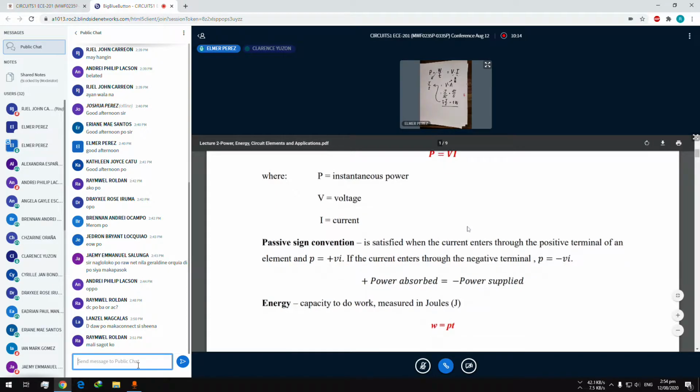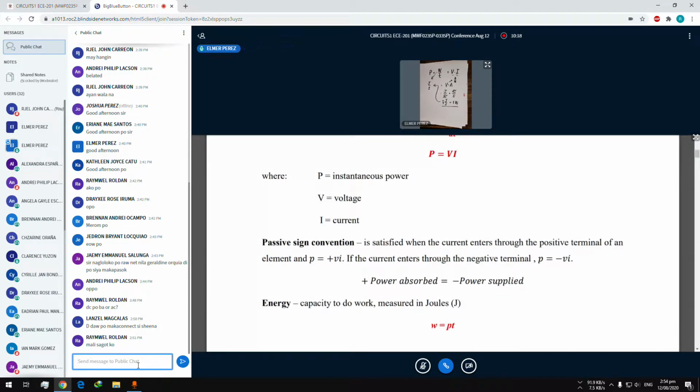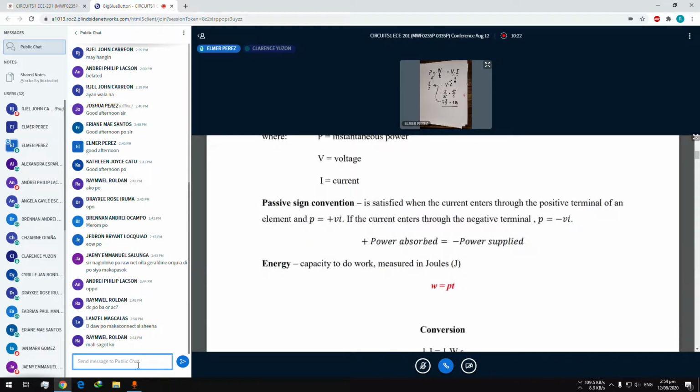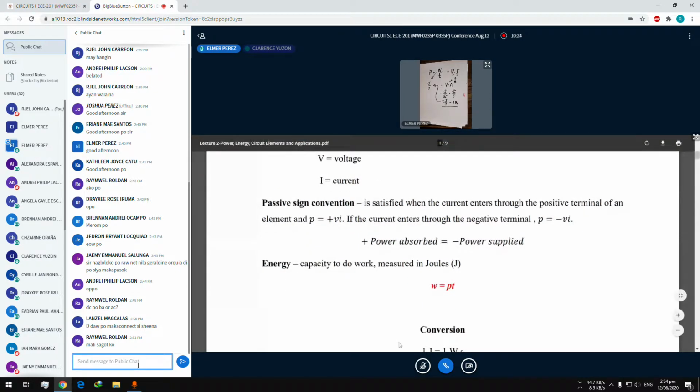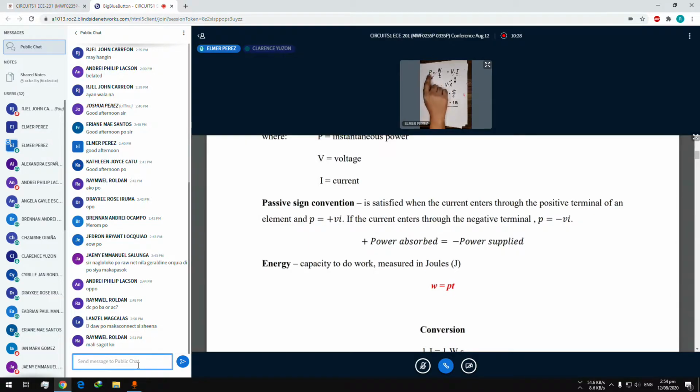Okay, next. Energy is the capacity or the ability to do work and is measured in joules. Okay, and work is P times T. So work is equal to power times time. So parang kinross multiply lang ito. Work is equal to power times time.